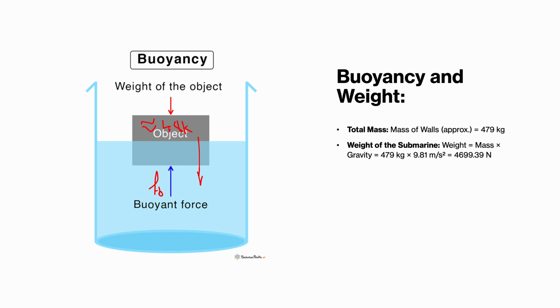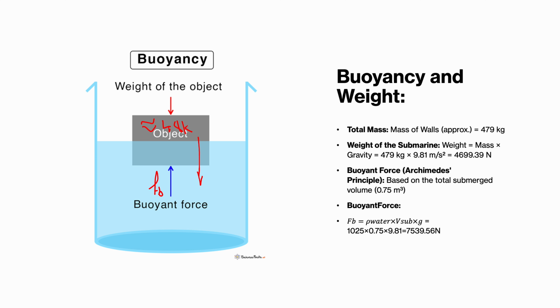So the weight of the submarine will be mass multiplied by gravity, which is the force that our submarine applies to the water, and it will be equal to 4,699.39 Newton. On the other hand, the buoyancy force based on Archimedes' principle will be the density of water multiplied by the volume of the submarine and gravity, which will be 7,539 Newton.